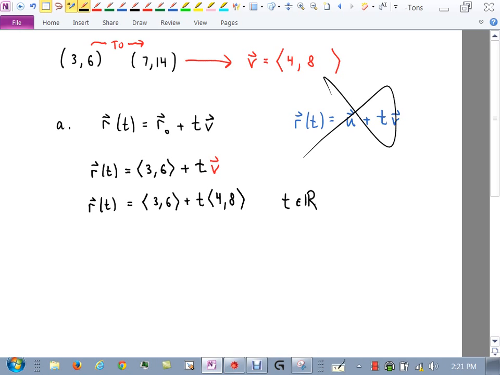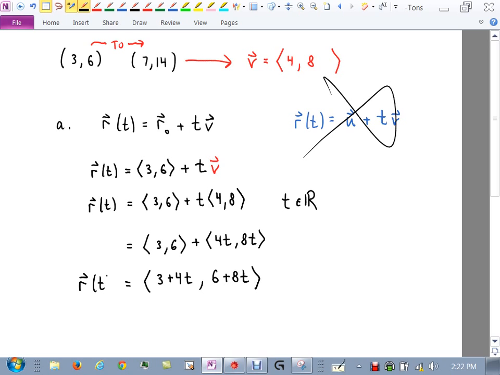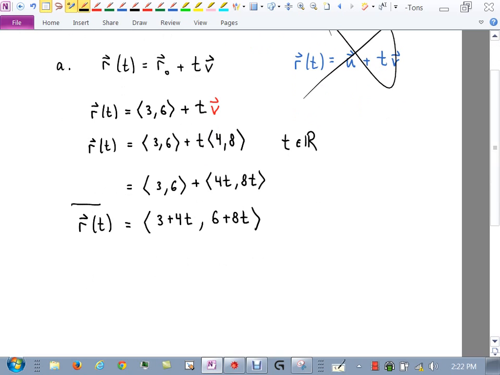All right, now this is the vector equation of the line. We need to clean it up. Let's distribute the t through. Can we add these two vectors together? How do we add vectors? Add their components, right? So what's 3 plus 4t? 3 plus 4t, I can't add them. They're not like terms. So 3 plus 4t, and then the other one is 6 plus 8t. That is the grand finale of our vector equation of our line. That answers part A.